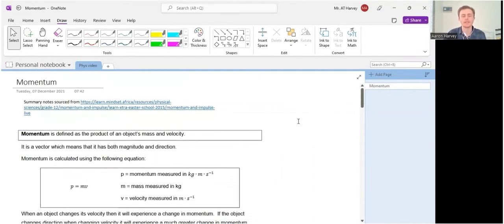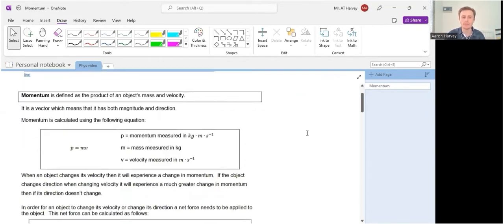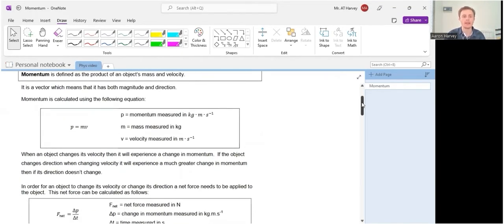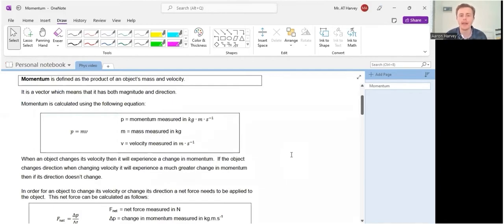So let's get started. Momentum. What is momentum? Momentum can be defined as the product of an object's mass and velocity. So basically put, you're going to take how fast the object is going, velocity, and times by the mass of the object. This can be written very simply in the equation as seen here: P equals mv, where P is our momentum, m is our mass, and v is our velocity.